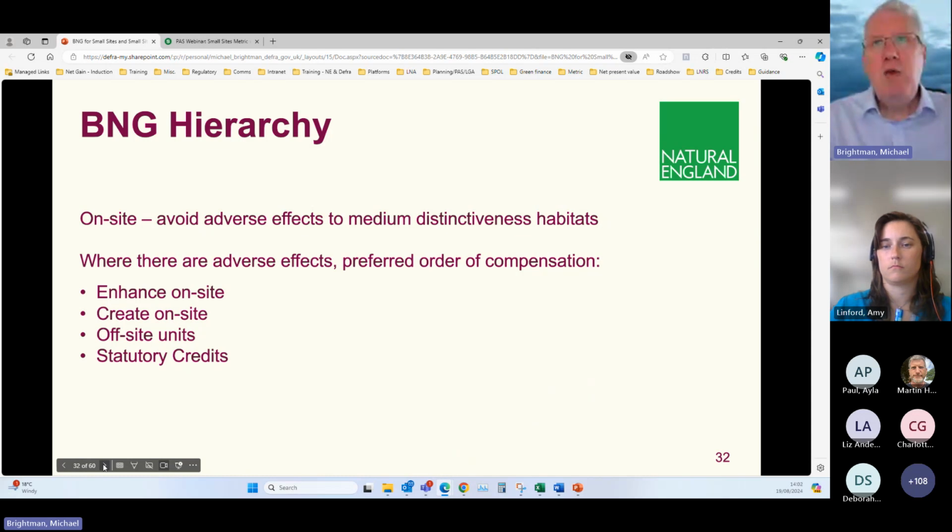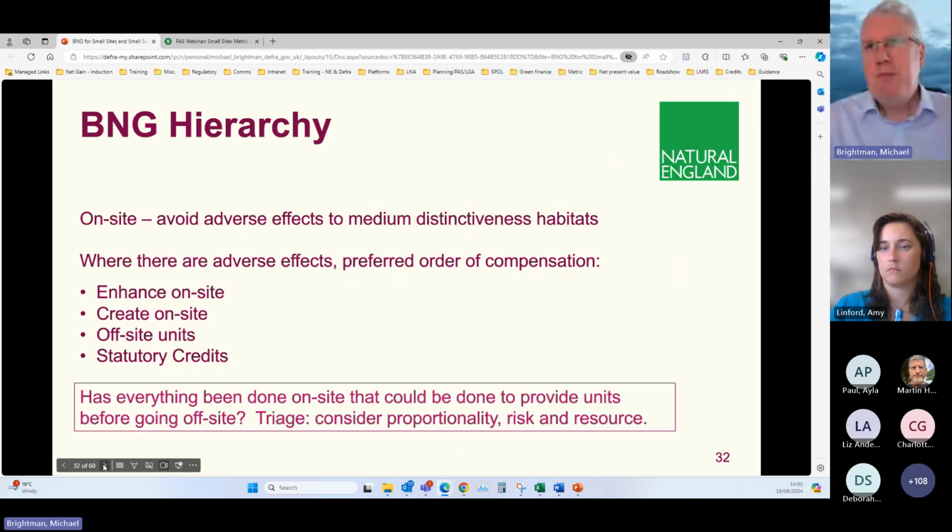Where there are adverse effects, this is the preferred order of compensation that must be followed. Firstly, to enhance habitats that are present on site. Secondly, to create habitats on site, and only then to provide off-site units. And then finally, as a last resort, to ask the LPA for permission to purchase statutory credit.